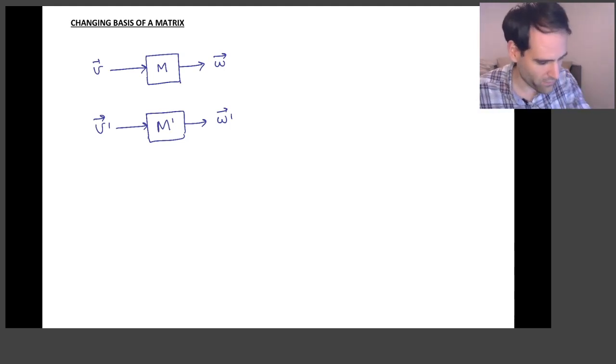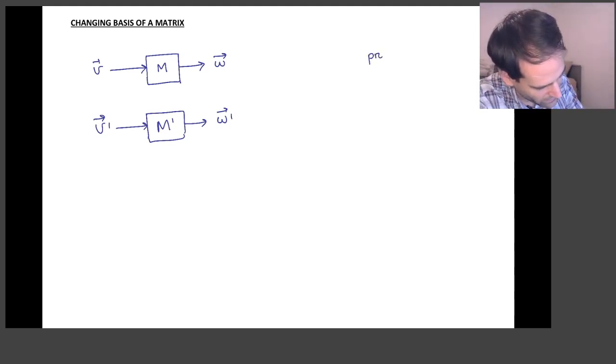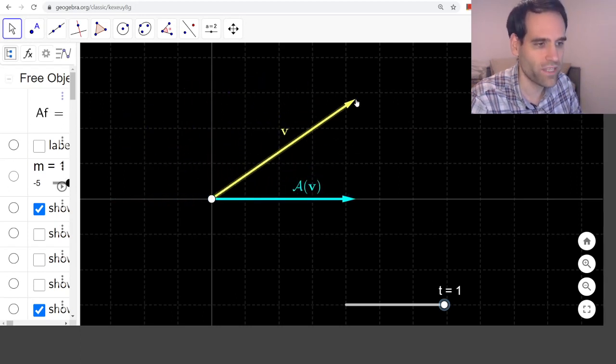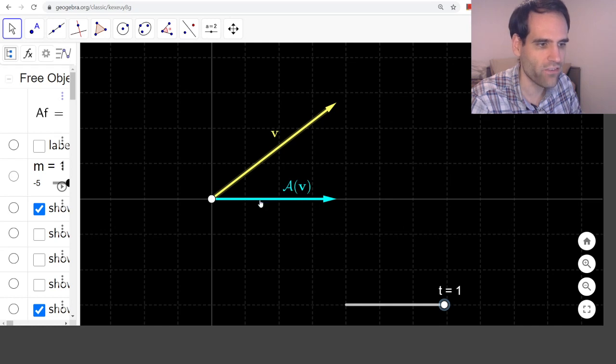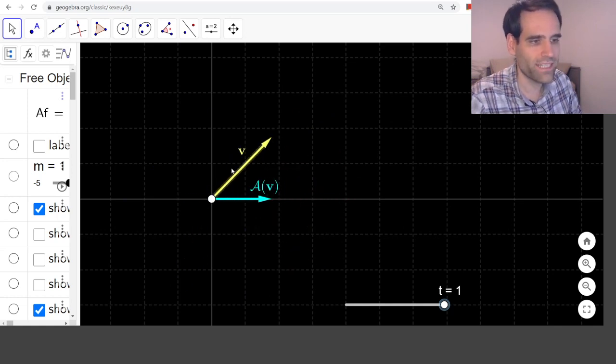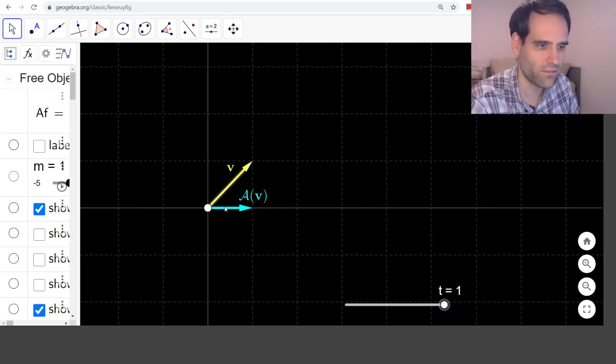So let me clarify this with an example. Imagine we have a transformation which is projection onto the x-axis. So this is our transformation, and this is how this linear transformation behaves. Any vector v, you apply the linear transformation A, and A of v is the projection of the vector onto the x-axis. That's how it works. For example, if you consider the vector v equal to x hat plus y hat, then the projection of this vector v is the vector x hat. So that would be an example.